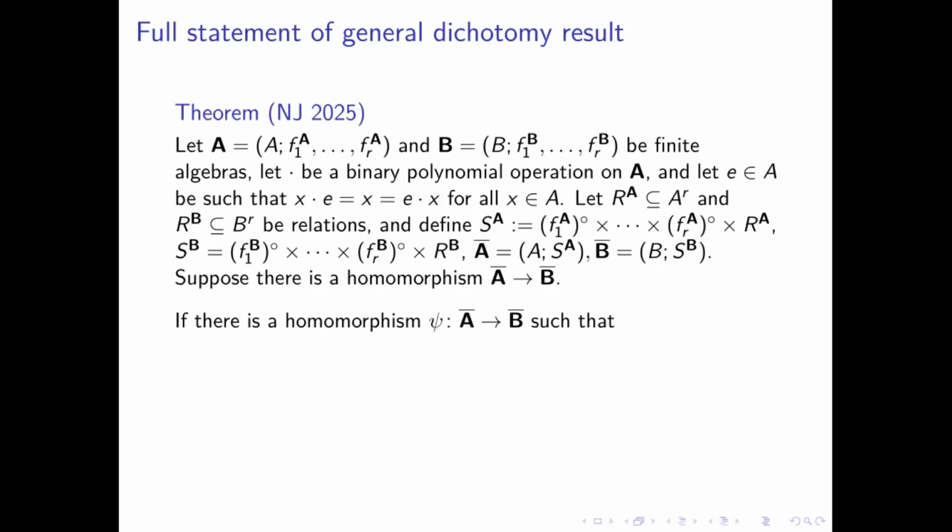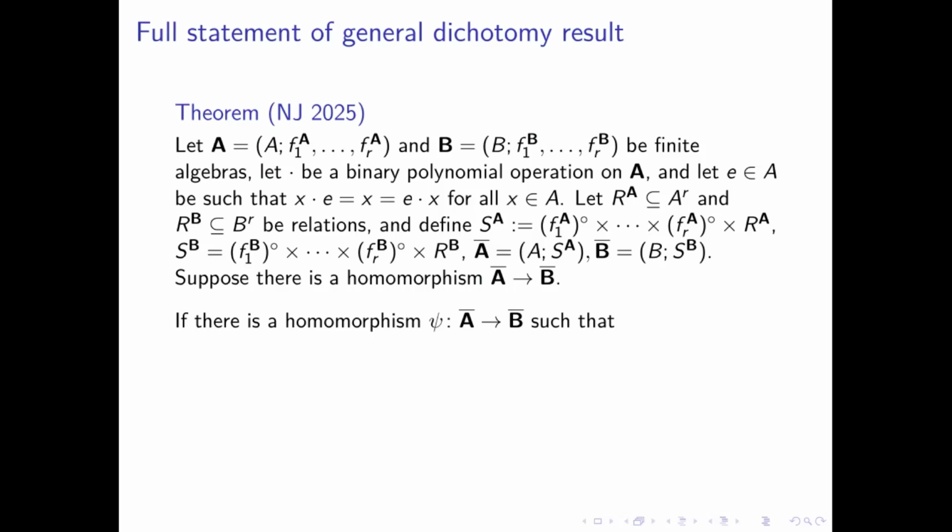And then you look at, I've just called A with SA and B with SB, A bar and B bar respectively. So these do have all the information of the functions originally in our algebras and the additional relation. As usual in the setup, you have to assume that there's some homomorphism from A bar to B bar to talk about PCSP A bar B bar.